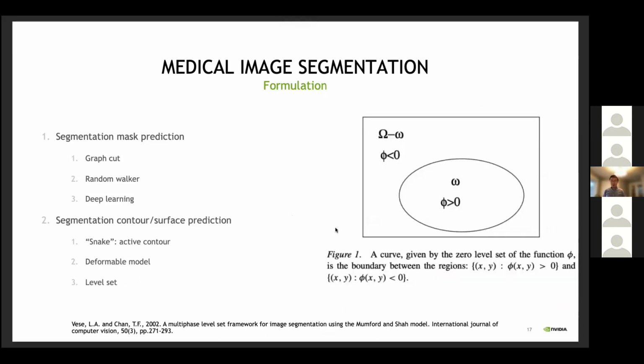And the next one is level set again. So it's also a very similar formulation, still an optimization formulation to minimize the zero level of this function, and this zero level actually indicates the boundary or surface of the region of interest.